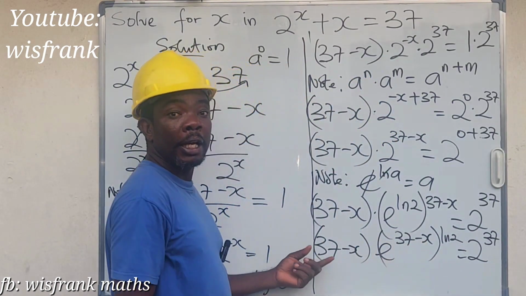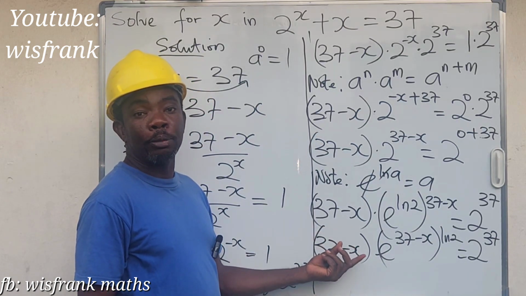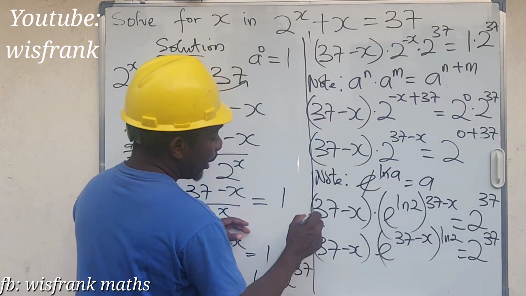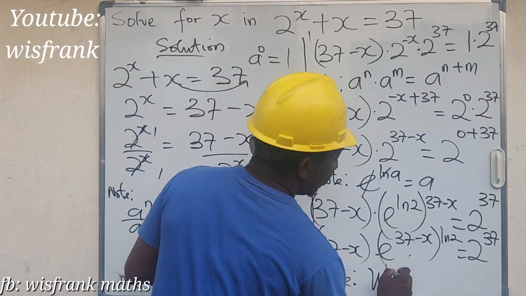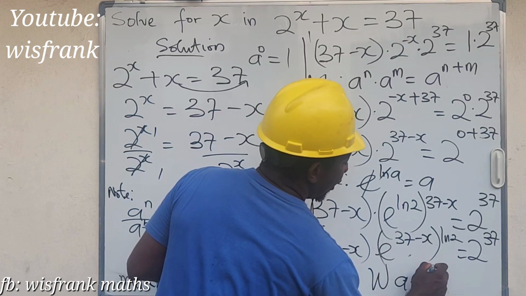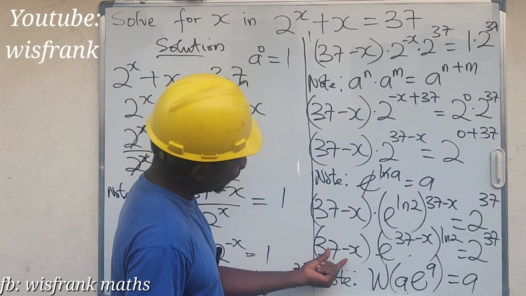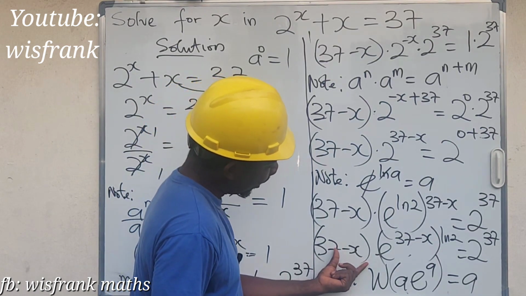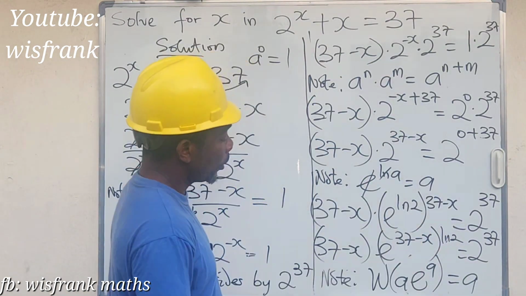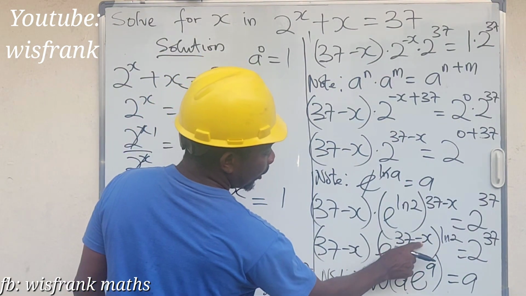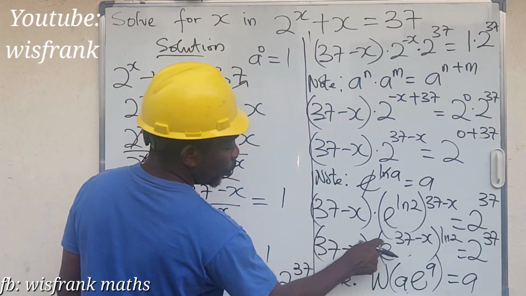Our aim for doing all this is to apply the Lambert W function. So note that when we have the Lambert W function of a, e^a will become a. What we have here for the product is what we are going to have in the exponential. So now we have (37 minus x) ln 2 in the exponent, but what we have here is just 37 minus x. So we don't have ln 2.